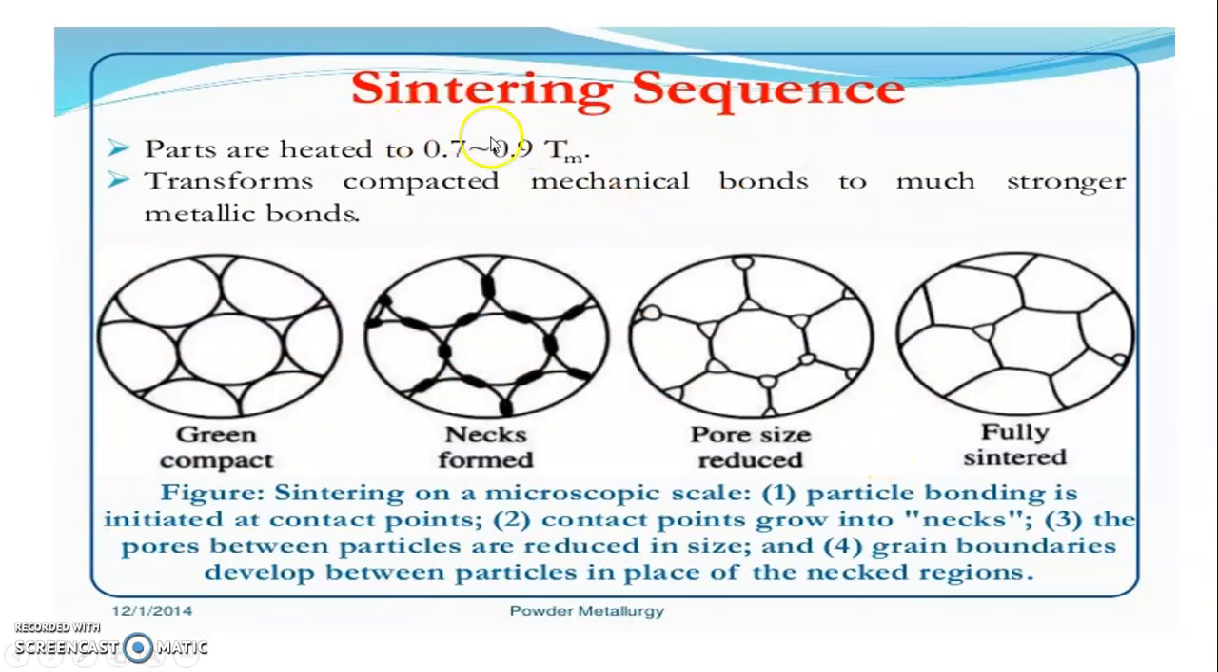Here you can see the sintering sequence. In this slide we are going to see the shrinking sequence. Here is the green compact. Next, necks form, and then the pores are removed, and then the fully sintered part is achieved. Parts are heated up to 70 to 90% of the melting point, transforming compacted mechanical bonds to much stronger bonds. So up to the sintering sequence we saw in this video.